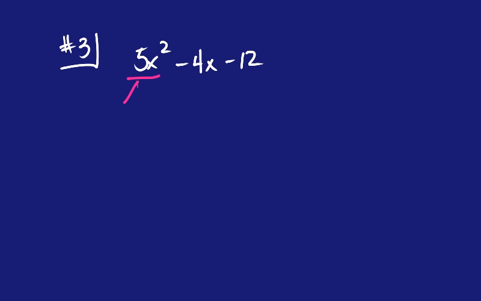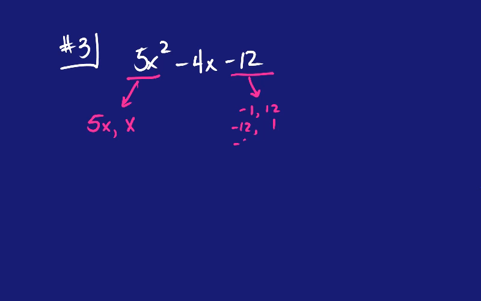All right, here it is. It's going to be 5x squared minus 4x minus 12. See if I can't bring something new to the table here. So what multiplies to 5x squared? That'd be 5x and x. But here's something I want you to notice. The 12 is negative, so that means you're going to have a positive and a negative. So you'll either have negative 1 and 12, or negative 12 and 1.